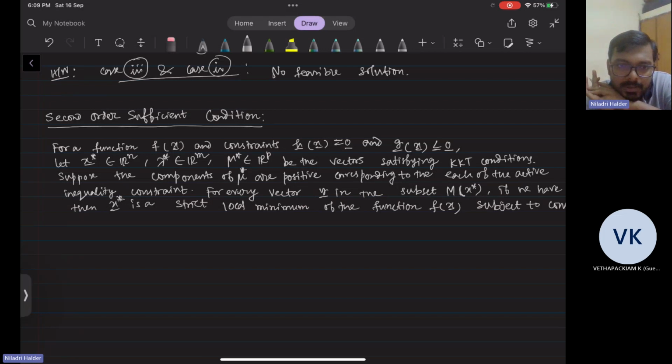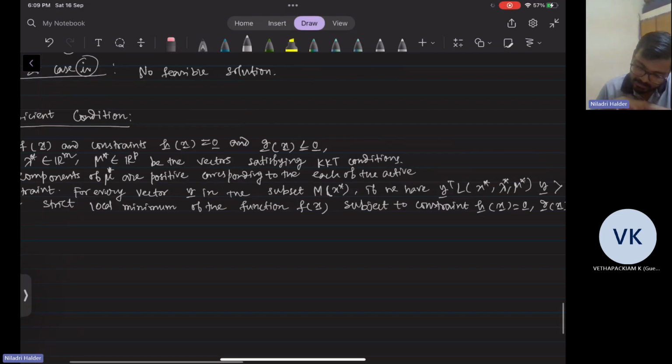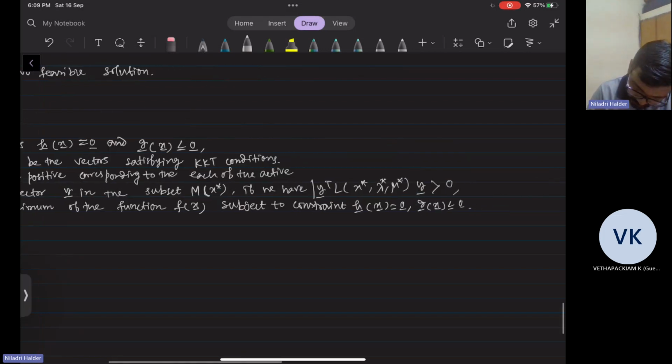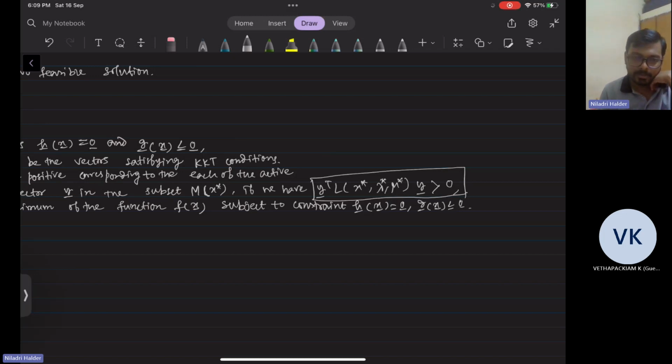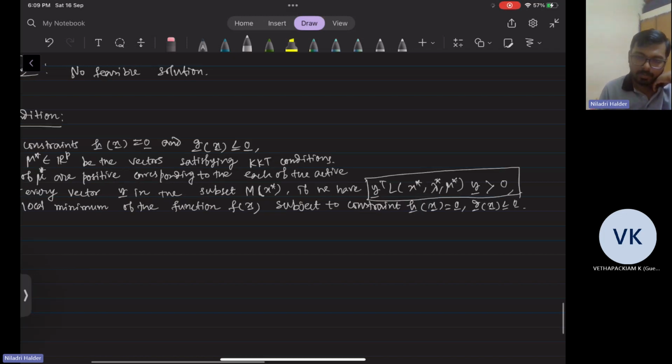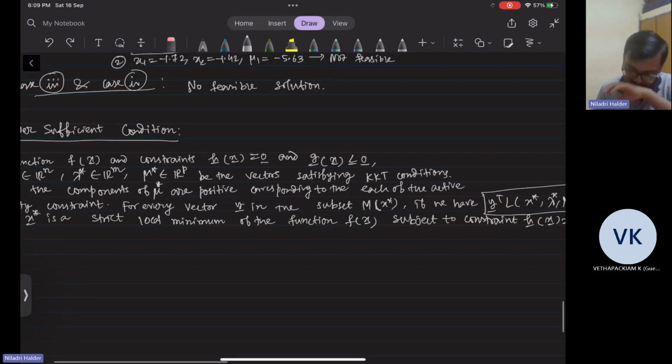we'll again check the second condition, and if it is satisfied, then we can say that x star is the strict local minimum. And for y belongs to this subset M of x star, how to find M of x star? We know that, in the last class we did that thing.